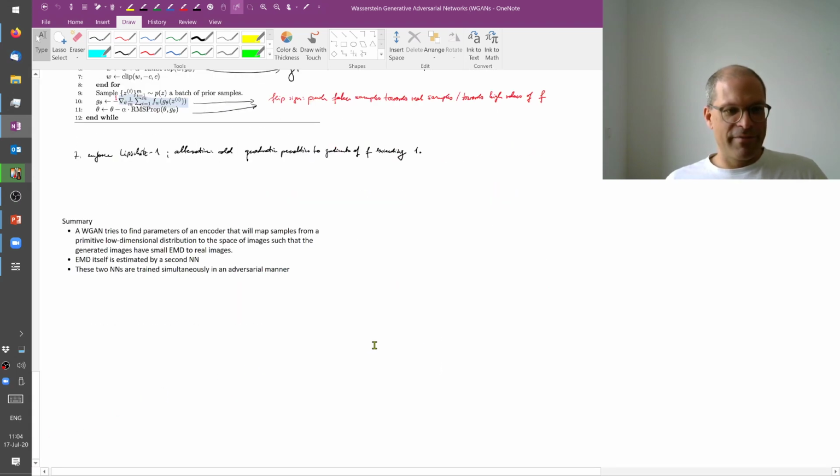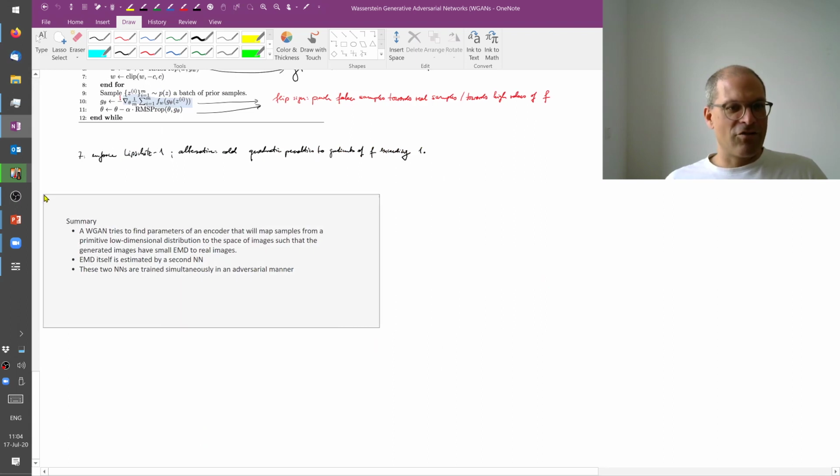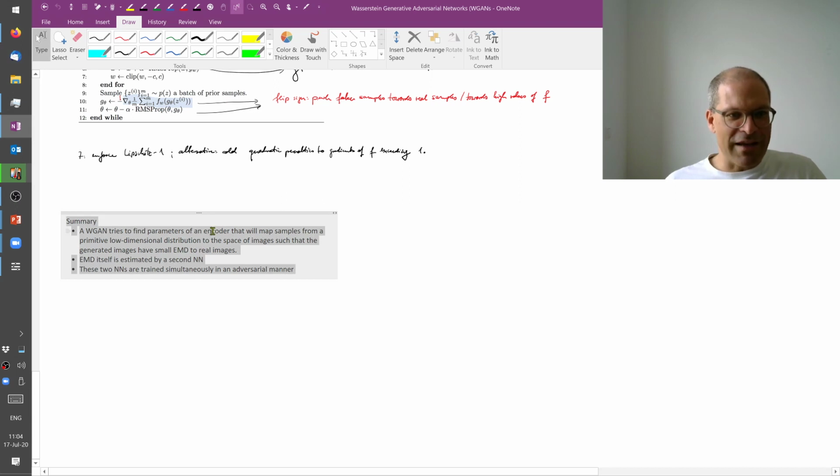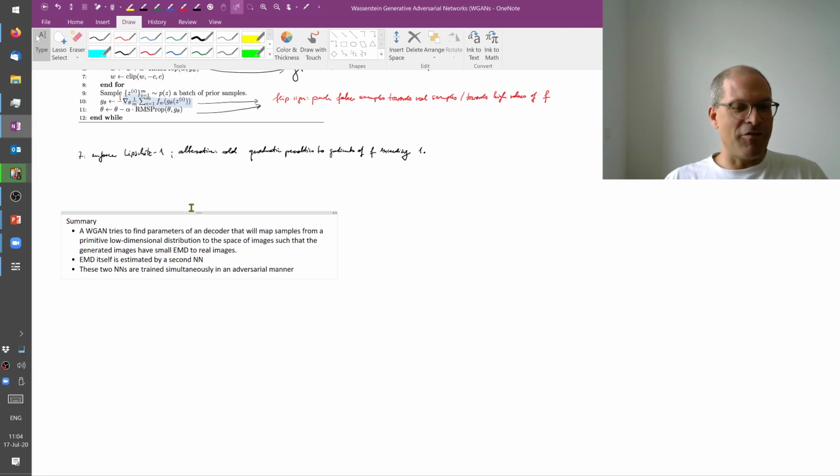In summary, Wasserstein GAN tries to find the parameters of a decoder. The decoder maps samples from a very primitive low-dimensional distribution to the space of images. And the aim of the exercise is to find parameters for this decoder such that the generated images have a big overlap or a small Earth mover's distance to the real images.